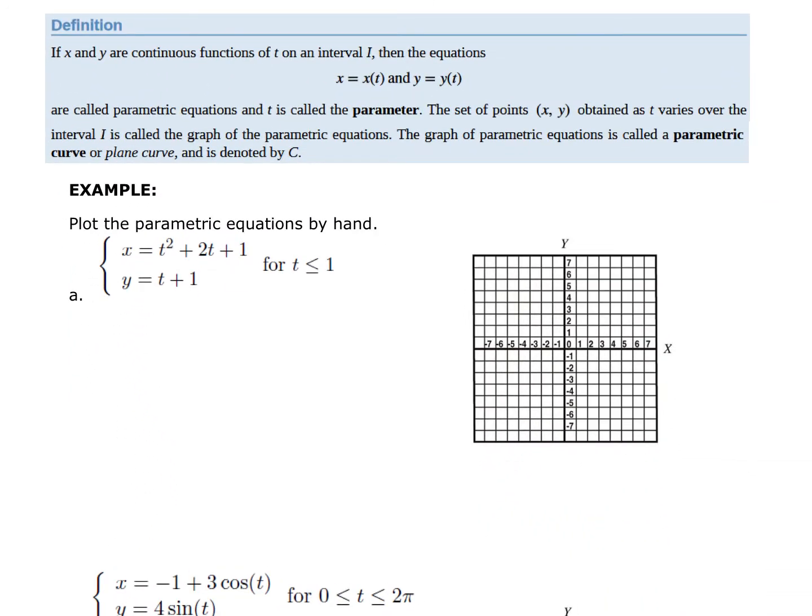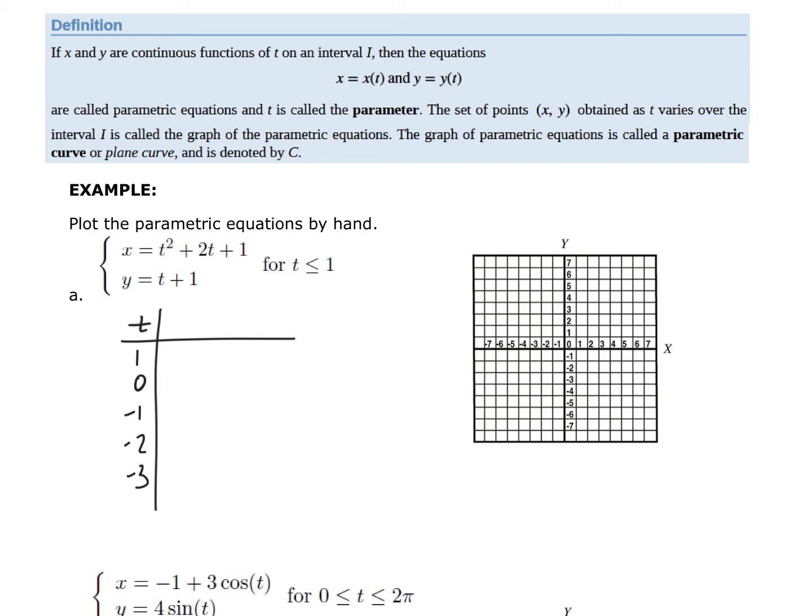If we're asked to graph these by hand, and we can also do this in Desmos, then what we want to do is pay attention to any restrictions there might be on t, because t is our independent variable. Now, if we note that t is less than or equal to 1, then we're going to write an ordered pair chart almost. t is our independent, and we can choose 1, 0, -1, -2, and -3.